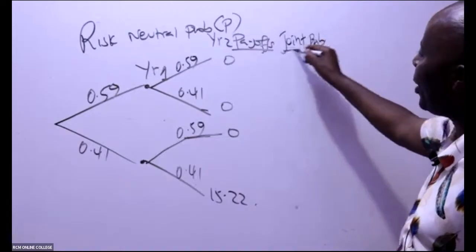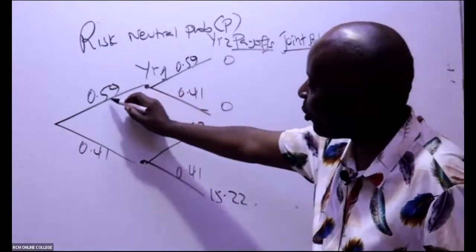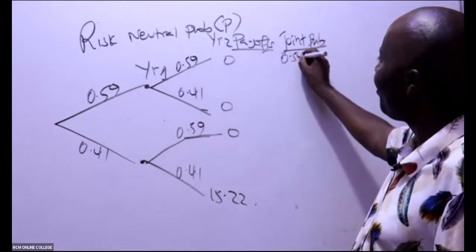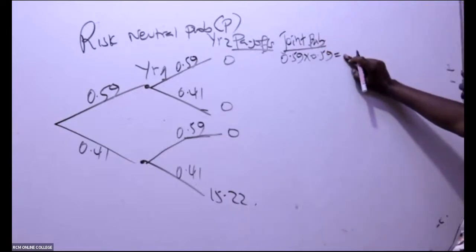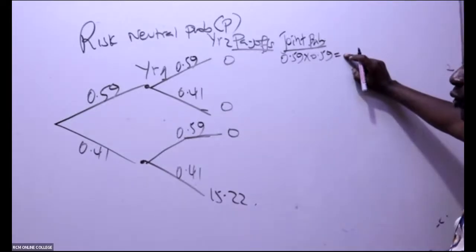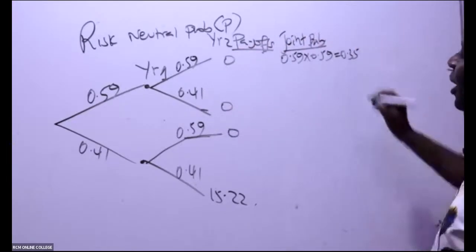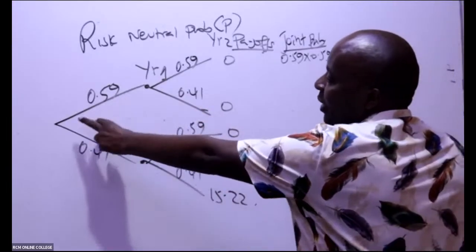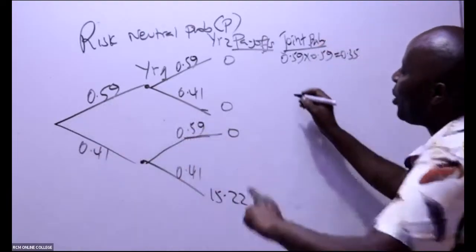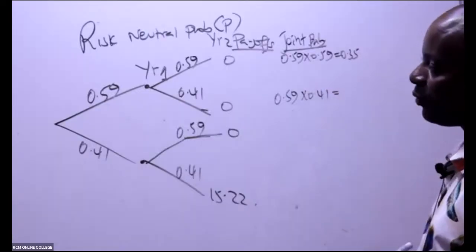Joint probability: for branch 1, you know it is 0.59 times 0.59, because you follow through. Is there somebody who can give me this to 2 decimal places? 0.35, right? Now look at branch number 2. This will be 0.59 times 0.41, which will end up giving me what figure?